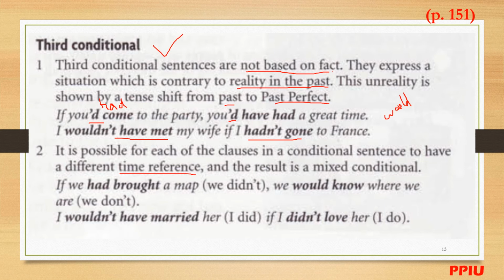And the result is a mixed conditional. You can see the example. If we had brought a map, we would know where we are. Actually, we didn't bring one, and we don't know yet. If we had brought a map in that condition in the past, before you were traveling, if you had put it in your bag or your pocket, maybe you would know, or they would know where they are right now when they got lost there. All right.